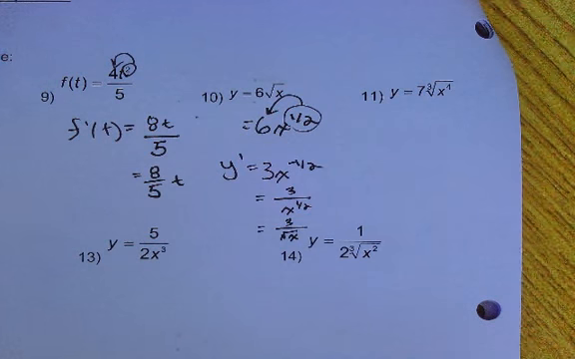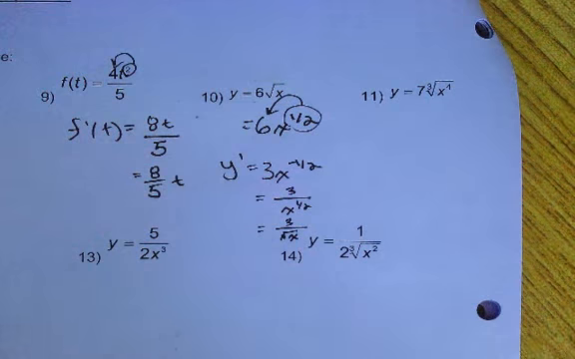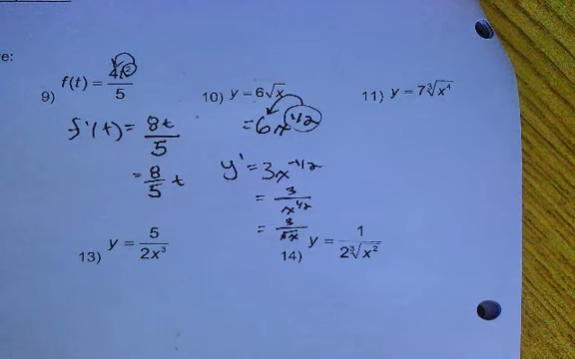Want to try 7 on your own? Alright. Try. Did I say 7? 11. Try 11 on your own. It has a 7 in it.